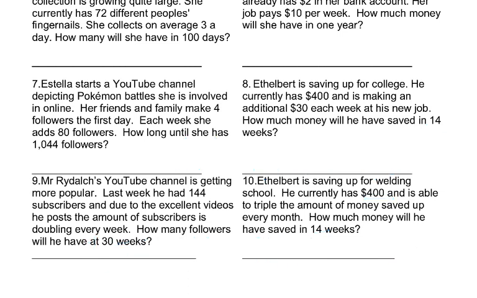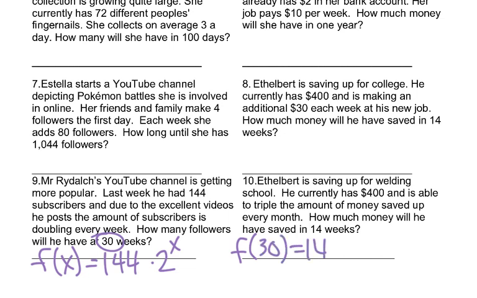Okay, number 9, Mr. Rydalch's YouTube channel is getting more popular. Last week he had 144 subscribers, and due to the excellent videos he posts, the amount of subscribers is doubling every week. How many followers will he have at 30 weeks? So f of x equals, started with 144, doubling, we want to figure it out in 30 weeks. So f of 30 would equal 144 times 2 to the 30.